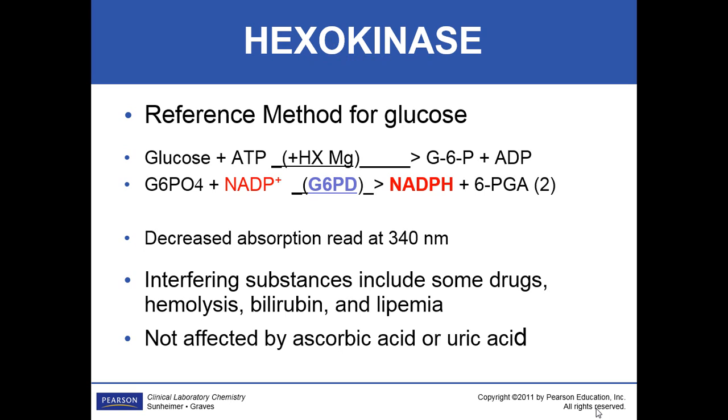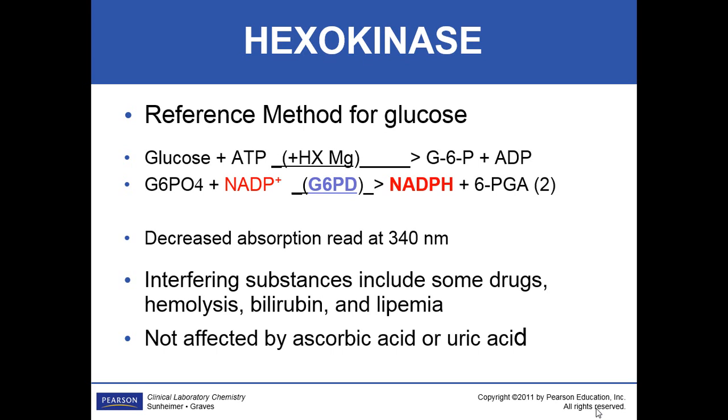So it's read at a low wavelength. We're going to be converting ATP to ADP and then NADP to NADPH. And that's what we're actually measuring: a change in absorption at that UV range of 340 nanometers, which we can't see that activity with our eyes. It does have some interferences. Hence, if we have a hemolyzed specimen, we're supposed to get a recollect.